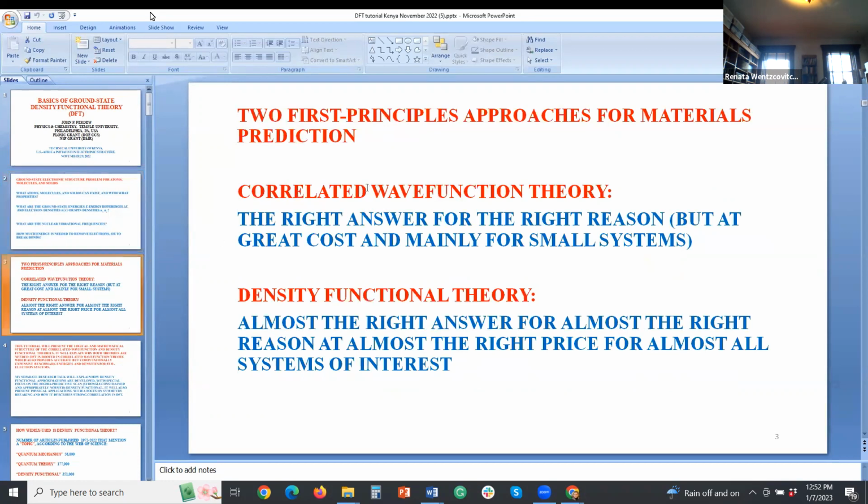There are two first principles approaches for materials prediction. The correlated wave function theory, which has the motto, the right answer for the right reason. Unfortunately, that often comes at great cost and mainly for small systems with few electrons. And the density functional theory, whose motto is almost the right answer for almost the right reason at almost the right price for almost all systems of interest. There are a lot of almosts there.